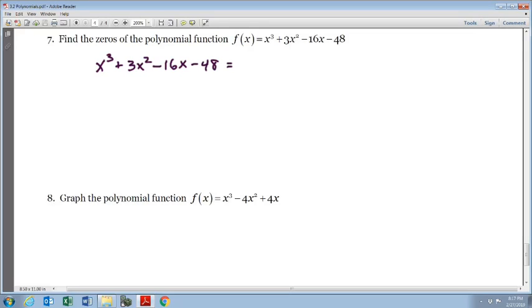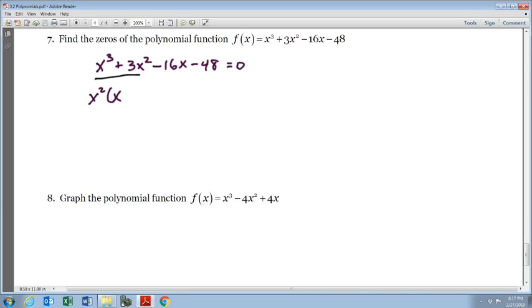And in fact, that's what we're going to want to do here. So I'm going to go ahead and set this equal to 0. That's how we find our zeros. Set the function equal to 0. We're looking for the x values that cause the function to equal 0. So let's factor this. We can factor out an x squared here.